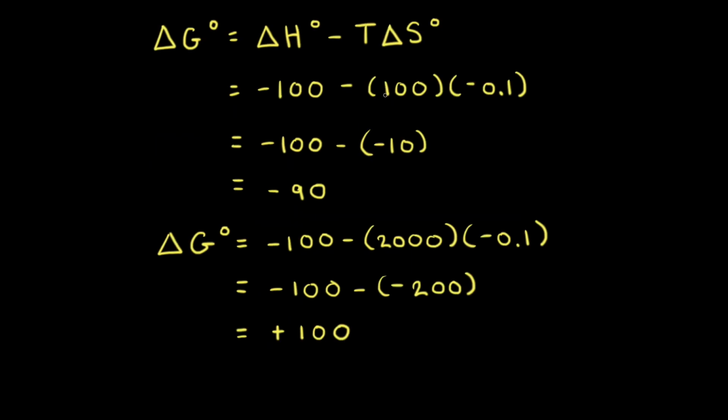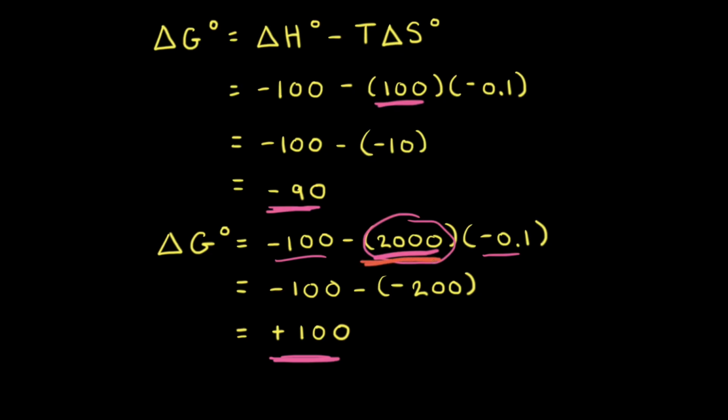Let's compare the calculation that we just did at a temperature of 100, which gave us a negative value for delta G naught, to a similar calculation, except this time we have a much higher temperature. This time it's 2000. But notice how the values for delta H naught and delta S naught are the same as before. The reason why we can use the same values at a different temperature is because delta H naught and delta S naught don't change much with temperature. However, delta G naught does change a lot with temperature, because at this higher temperature, when we do the math, we see that now we get delta G naught is equal to positive 100.